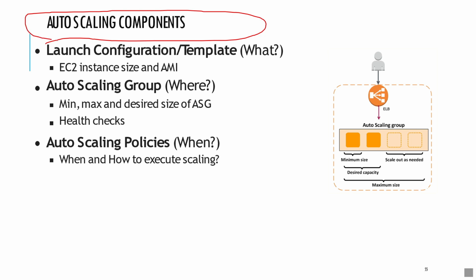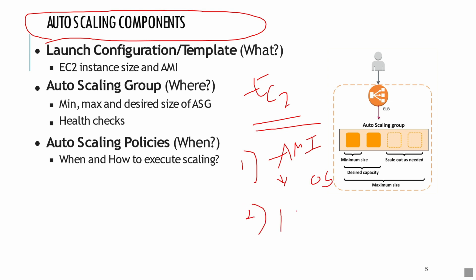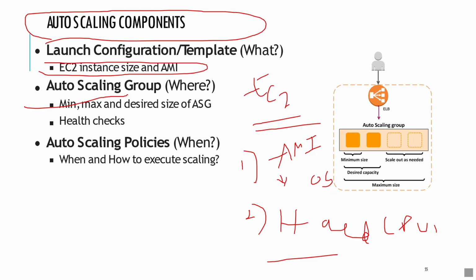Now, auto scaling components. When we create an EC2 instance, the first step is to select the AMI, that is the software, the operating system, selected by us. The second step is that we need to select the hardware, that is CPU, RAM, and memory, by us. But in Elastic Beanstalk, all of these are managed by AWS itself, that is the EC2 instance, the hardware, the AMI, and also the auto scaling group.